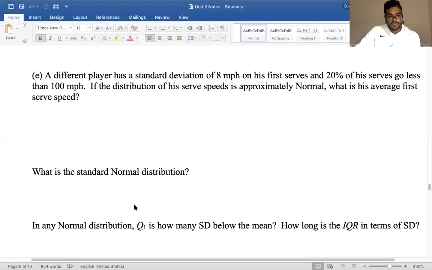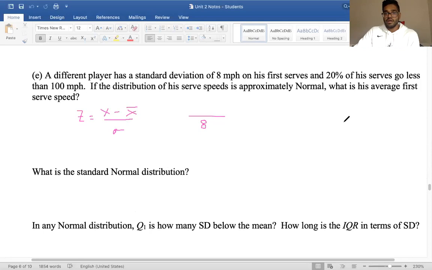It's a little slower. So we have the exact same equation, z equals x minus x bar divided by standard deviation. And this is why we start with writing out the equation, because now we can start plugging in stuff that we know. But what do we know? We know his standard deviation is 8. So I'm going to have something over 8. It's a good start.